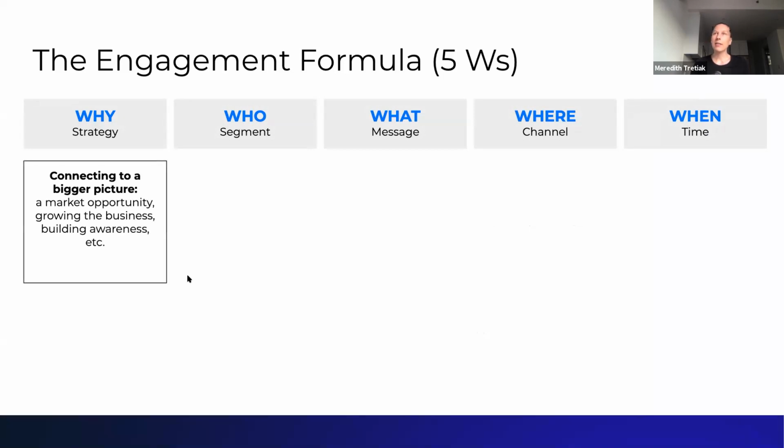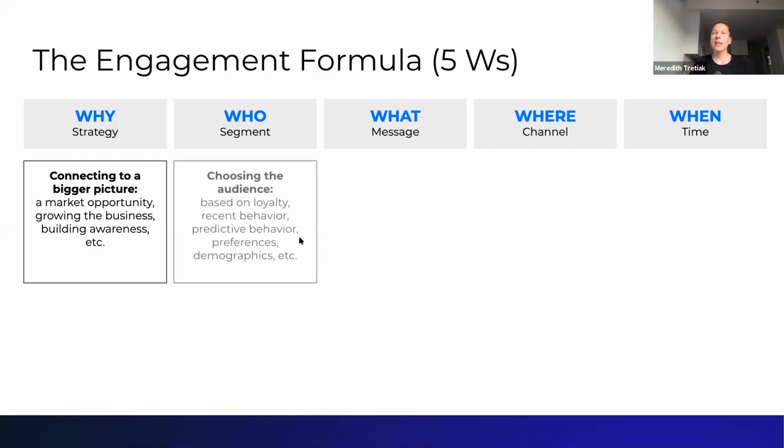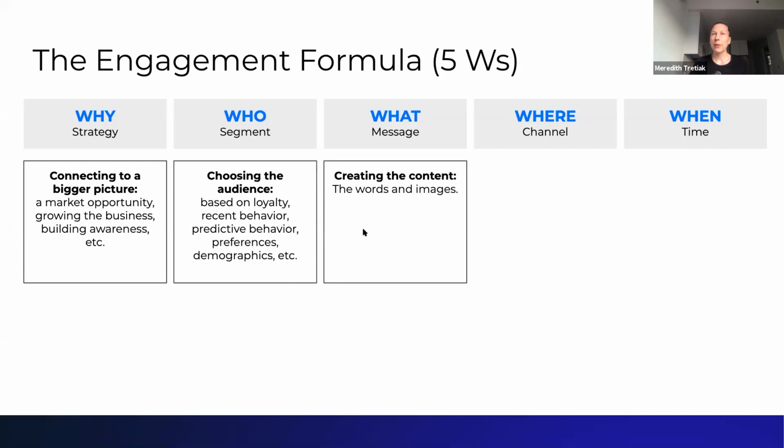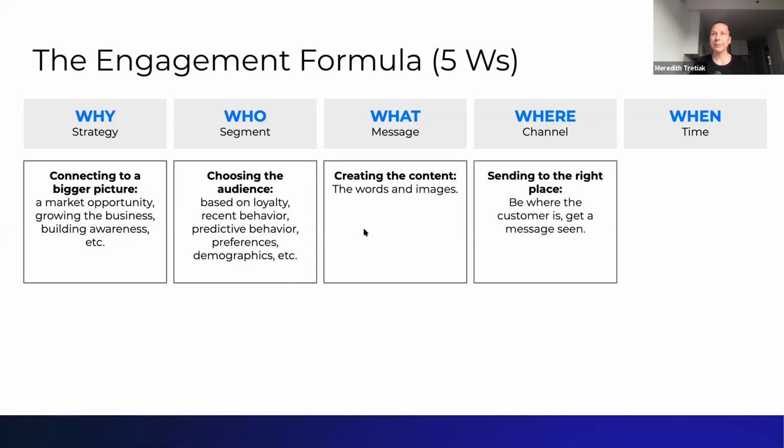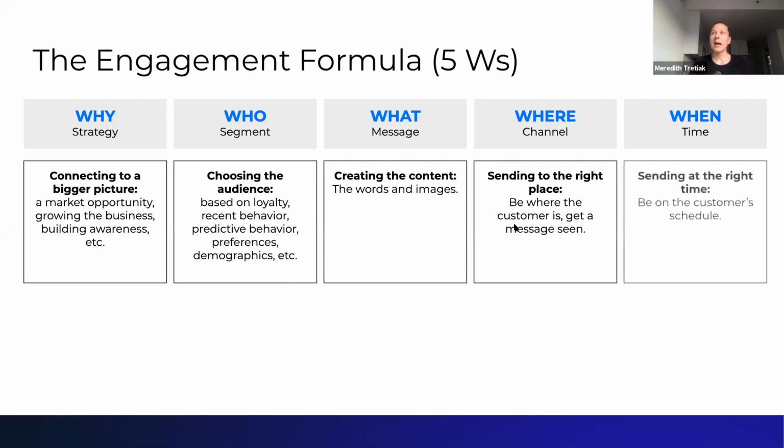So why is determined outside of the platform, and it's the market opportunity, growing the business, building awareness. Why do you want to have this engagement campaign? The second is who, and we do a lot on segmentation here, automated segmentation, and we have predictive segmentation as well. Then what is the message, right? Which is the words and images. Where is the channel? Whether it's push or email or in-app message. And then time is when the customer receives the message.